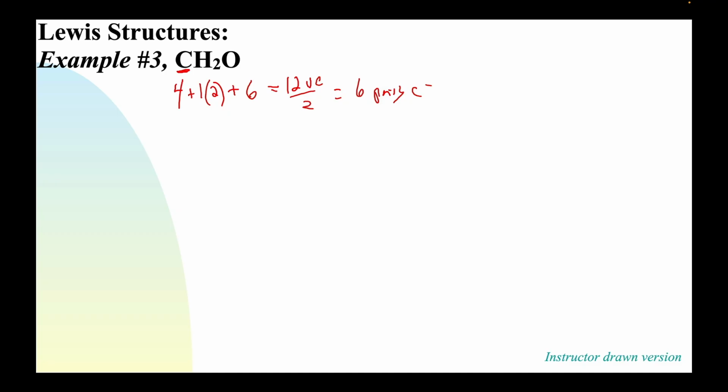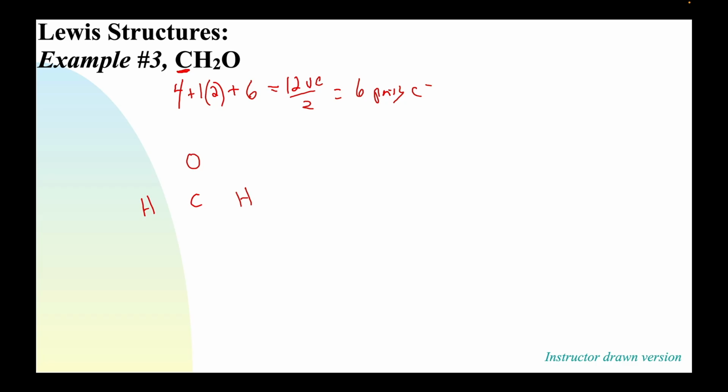Anyway, next thing, like before, carbon goes in the middle. You can put the atoms around anywhere you want. I'll put the hydrogens on the left and the right and the oxygen above. It doesn't really matter. You could have the oxygen below, you could have the oxygen to the right or the left. It doesn't really matter. We're just trying to see where the electrons go.